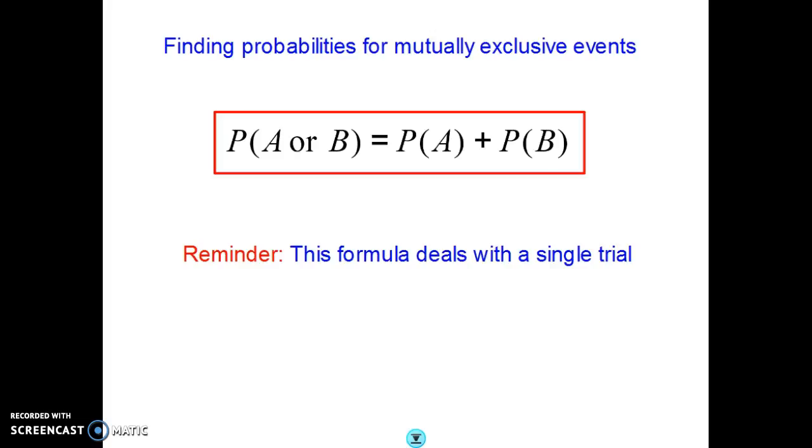For now, we're just going to focus on mutually exclusive events, though. The formula for finding mutually exclusive events is relatively simple. To find the probability that event A or B will happen, you just add up their two probabilities. Probability of A plus probability of B. Now a reminder, this is a little bit different than our formula we had for independent versus dependent events. This formula deals with when you only have a single trial occurring. So this is only like picking one card, or picking one marble, or rolling the dice once.